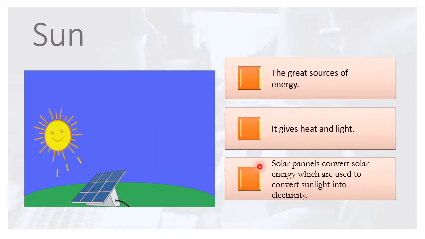So the sun is the greatest source of energy, and it gives us heat and light energy, which is converted into other forms by solar collectors, which are used to heat homes and water. The solar panels collect heat from the sun and the solar cells convert sunlight into electricity. This is how we use the sun to generate electricity.